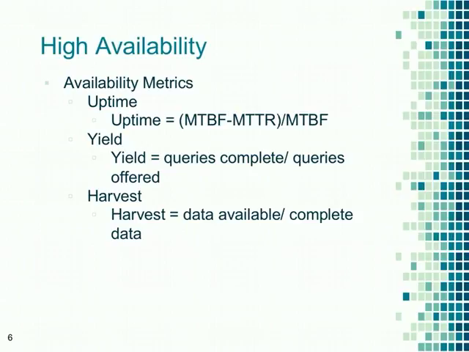So, this first equation, we see the difference of MTBF, which is the mean time between failure, and MTTR, which is the mean time to repair. This difference is divided by the mean time between failure. This equation shows us that in order to improve the uptime, we either need to reduce the frequency of failures or we need to reduce the time it takes to fix failures.